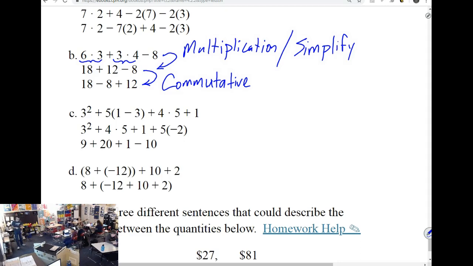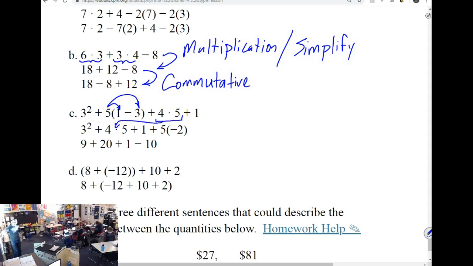In C, I know this one. It's distributive and then exponents. I don't see 5 times 1 and 5 times negative 3. If it was distributive, which we could, we would have 5 times 1 and 5 times negative 3. We don't actually have that.